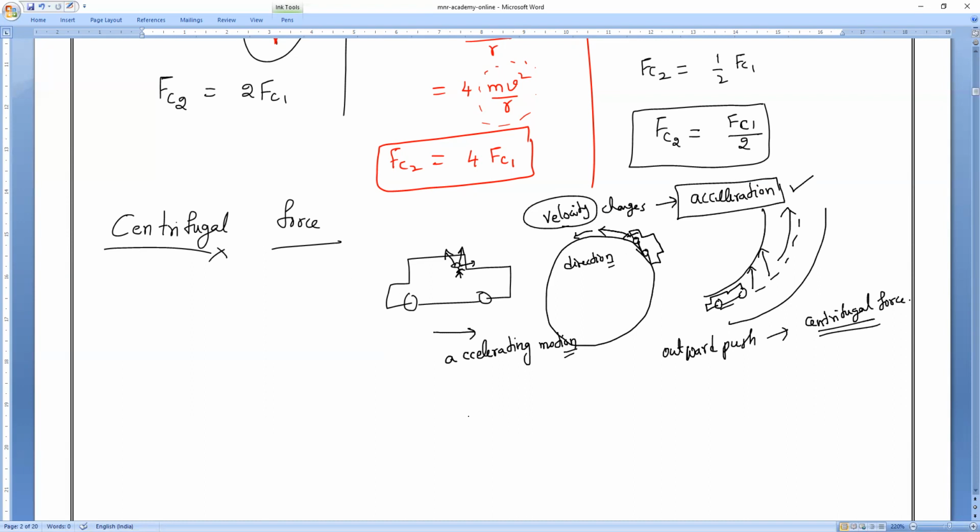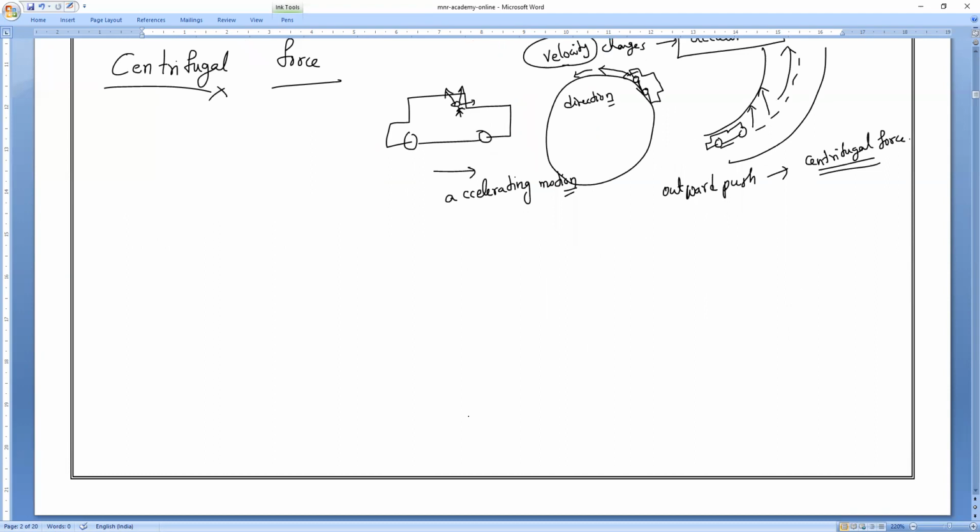Those who did not understand, observe very carefully. Suppose your father is traveling on a straight road, or you people are riding a bicycle, or traveling in a car or a bus, whatever it is. When you're traveling on a straight road, you will be sitting in a normal sitting position. Am I right or wrong? Everybody, all of you.